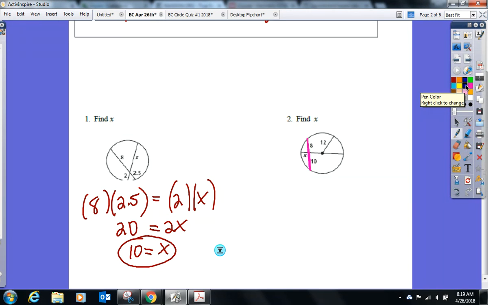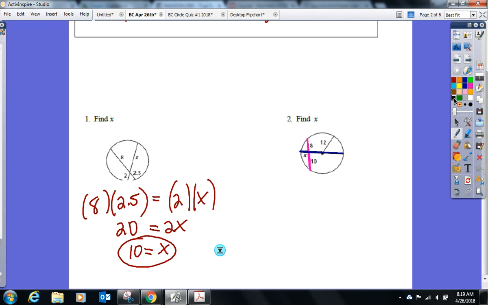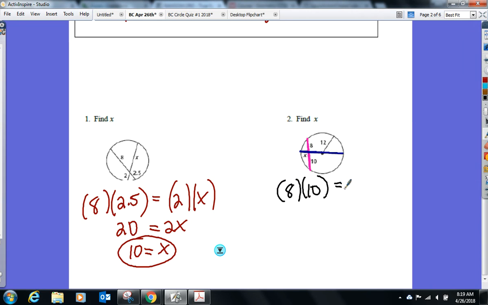The diameter. Remember day 1? Diameter is also a chord. So does everyone see that diameter right there, which is also the chord? Do they intersect? Yes, okay. Name two pieces of the pink chord. Okay, so I know the product of 8 and 10.